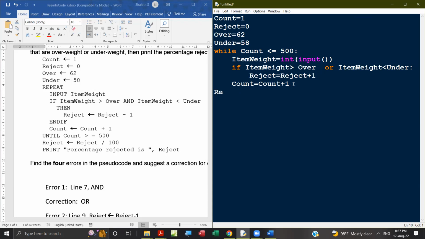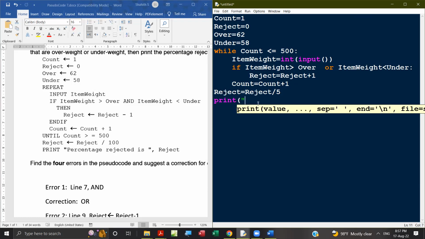At the end only we can find the percentage. Yeah, that's why. Reject, what is that? Reject equal to reject divided by 5. Oh, I already explained that. Then print percentage. So some prompt is there in the pseudocode, so we can type that prompt.